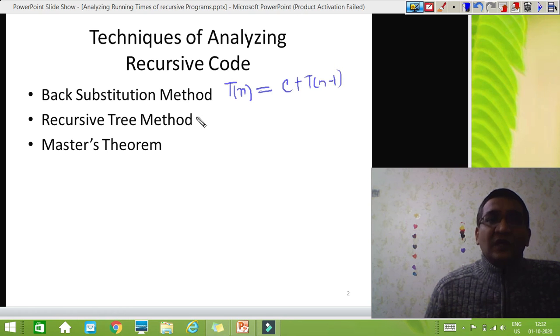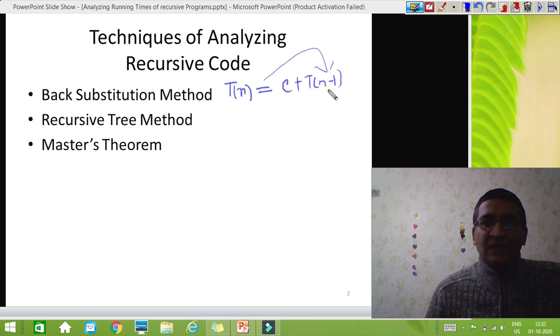In the back substitution method, we keep on replacing the term which is a call to itself. Here we have n minus 1, so we substitute the value with n minus 1, and similarly then we have n minus 2 and so on. We keep on substituting the value till we exit from this algorithm, till we stop, and then we evaluate this mathematical calculation to get the runtime of the given function.